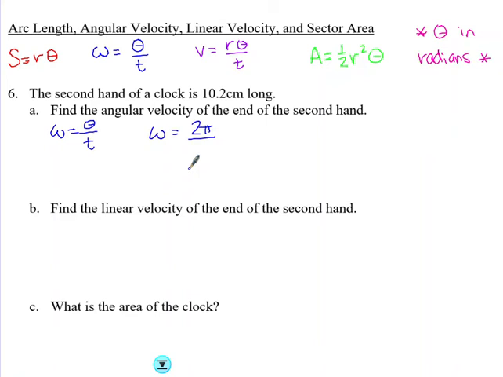How long does it take the second hand to get around? Well, it takes 60 seconds for the second hand to go all the way around the clock. So if we simplify this, this means that omega is pi over 30 radians per second.